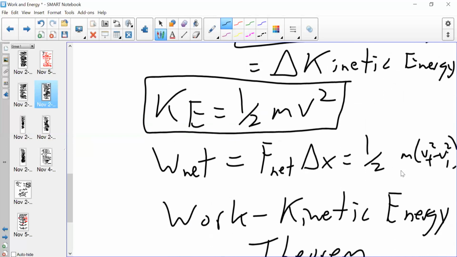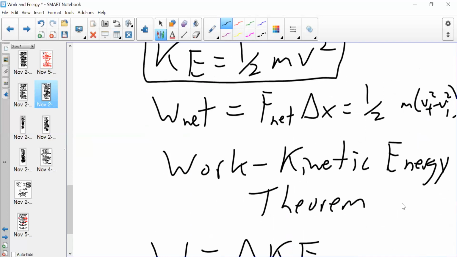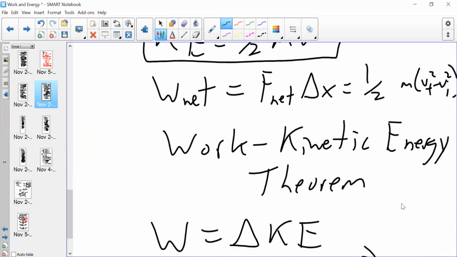This is what is known as the work-kinetic energy theorem. The marriage between work and kinetic energy. And we're going to see further the marriage between work and potential energy, which we'll talk about next week. And then we will marry both potential and kinetic energy together to get the grand conservation of energy.